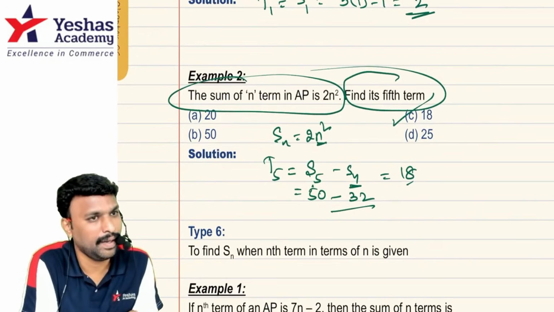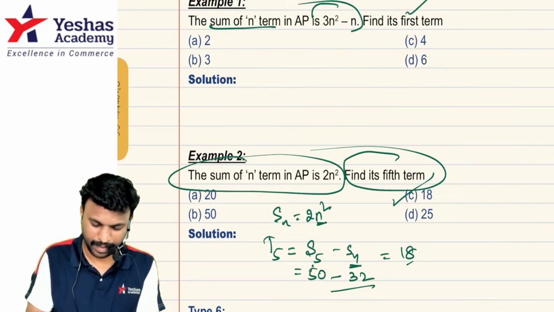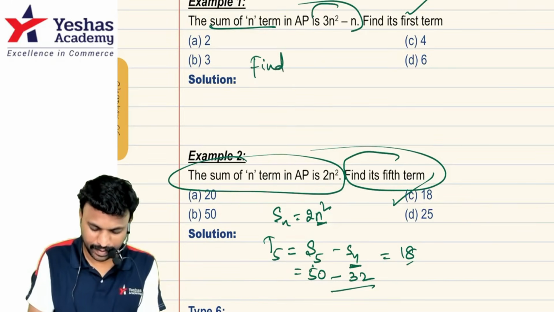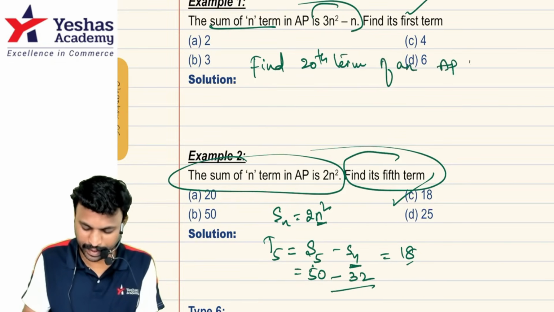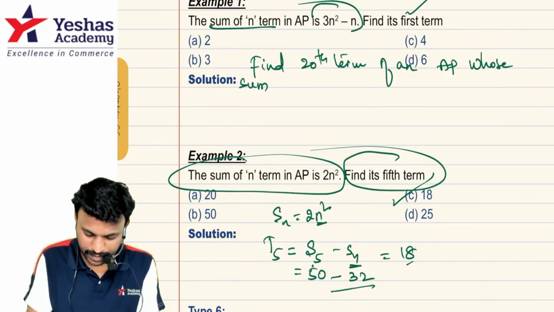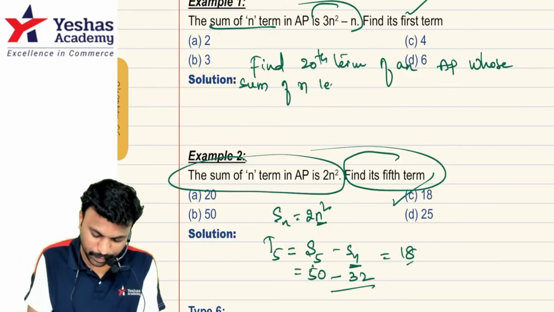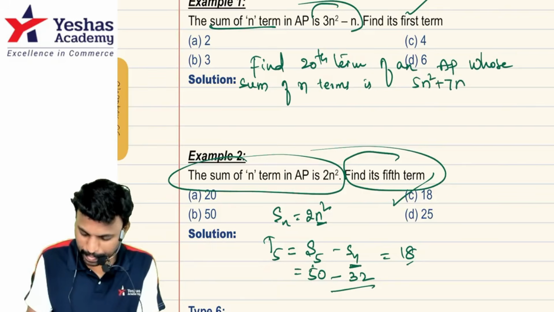One more example. Find the 20th term of an AP whose sum of n terms is 5n square plus 7n.